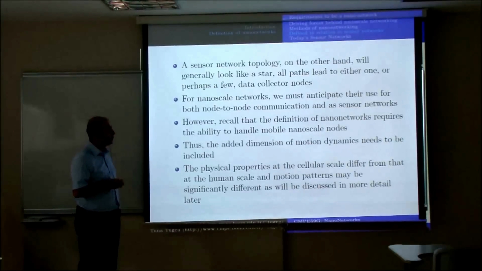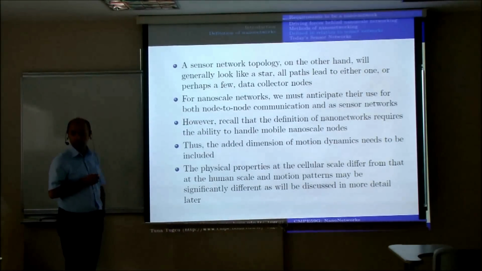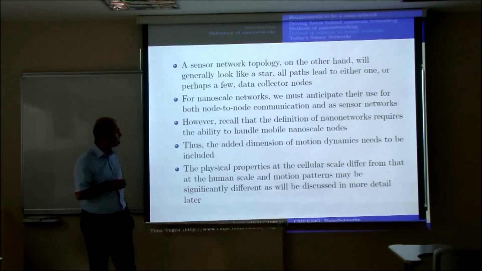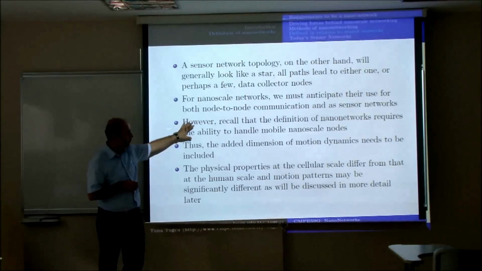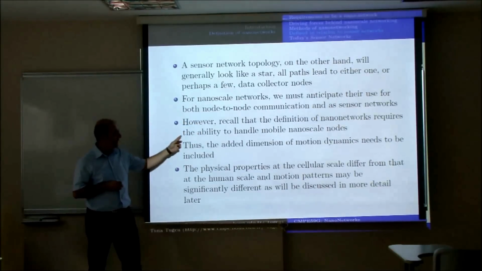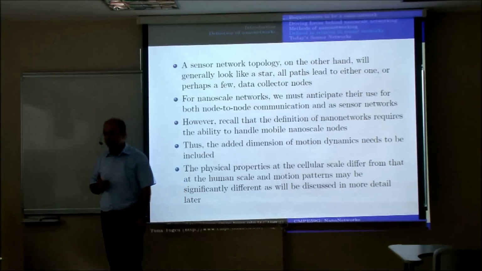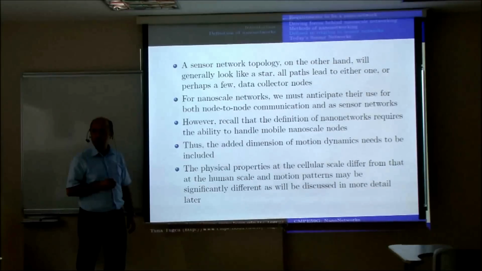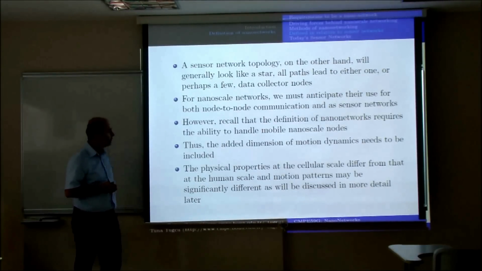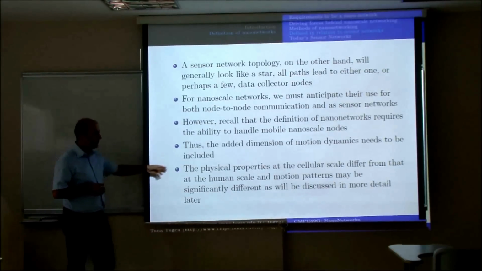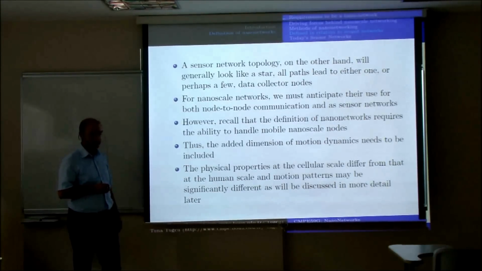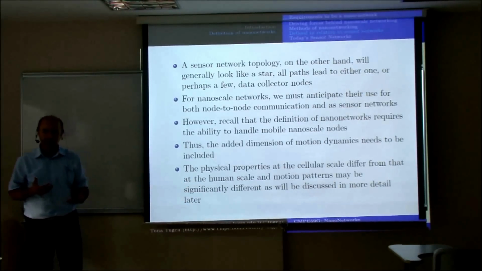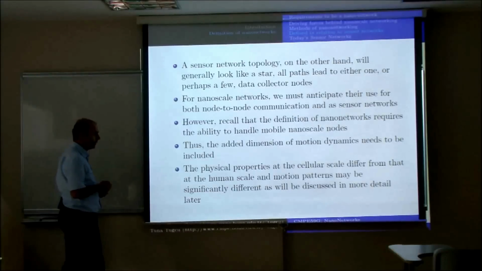In the case of nanoscale networks, we should anticipate their use for both node-to-node communication and also as sensor networks. However, we should remember that the definition of nanonetworks requires the ability to handle mobile nanoscale nodes also. So you should add the dimension of motion dynamics into the design of the network. The physical properties at the cellular scale are much different than those at the human scale. As we said, the physics is actually changing. Now the surface forces are becoming more important.